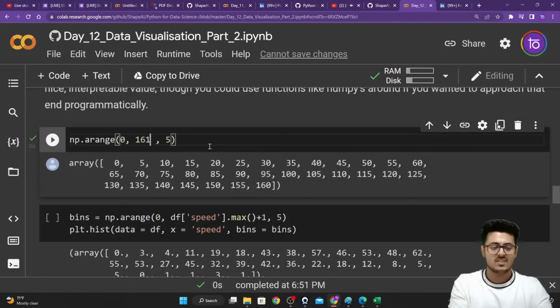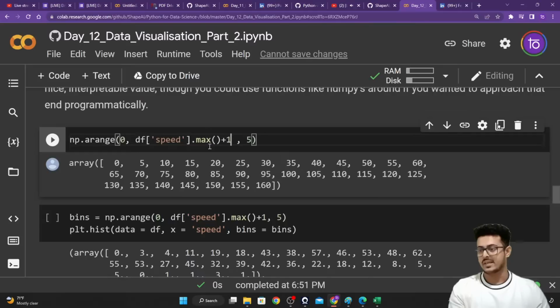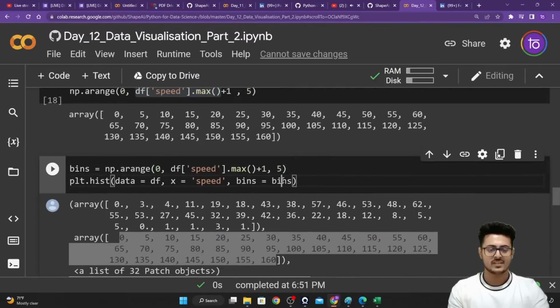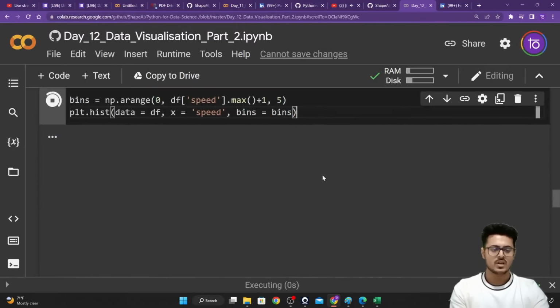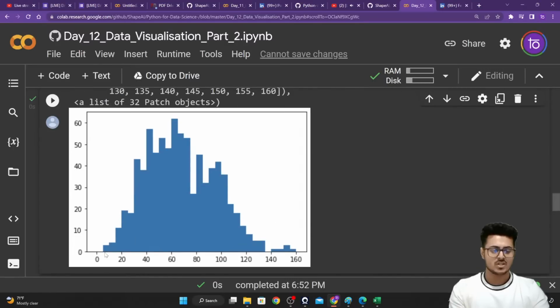And this 160, we are getting it from df speed dot max plus 1. Whatever max value was there, plus 1, guys. That is what we are doing right over here, and we are assigning it to bins. If we run this particular line of code, you are able to see that now we are getting the bins of 5. So from 0 to 5 there is nothing.